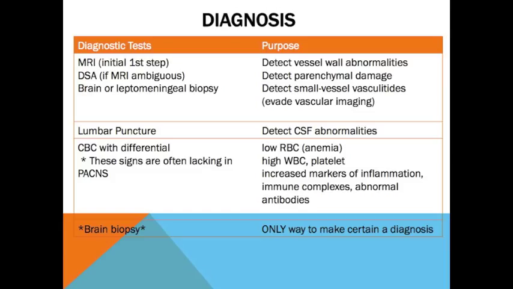In addition, lots of blood work is done to assess abnormalities, but often the blood work is normal in primary meningitis of the CNS. As cerebral vasculitis can present similarly to other diseases, a brain biopsy may be the only way to make certain a diagnosis. So once we have the diagnostic tests back, what are the next steps to take?